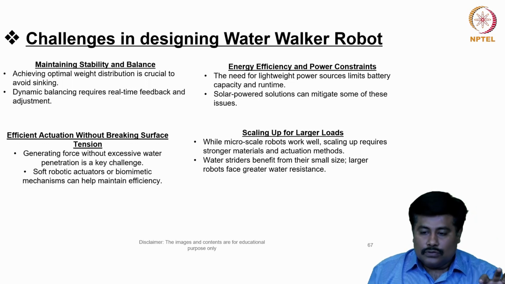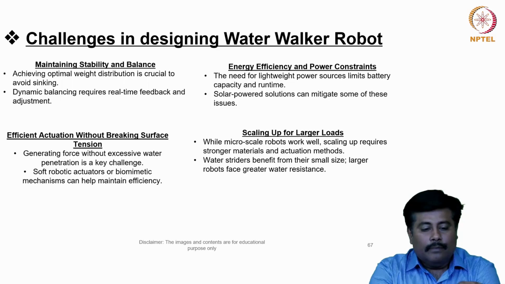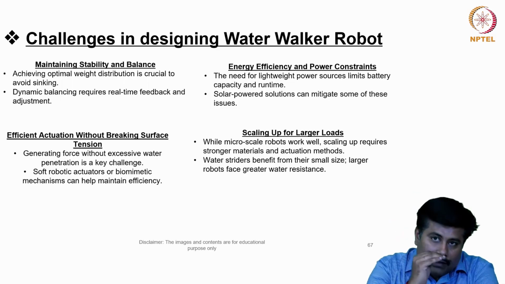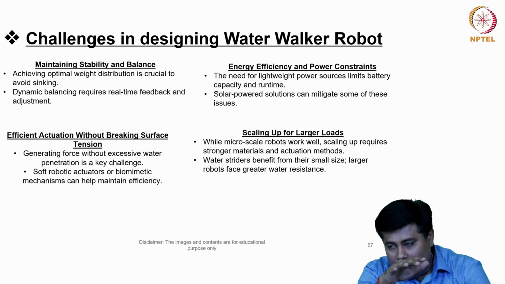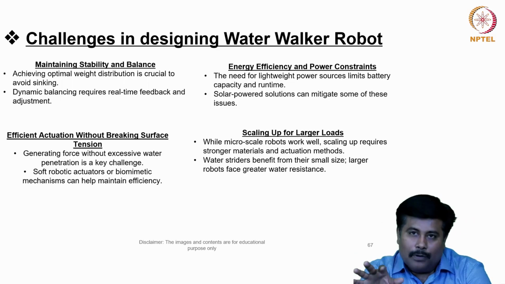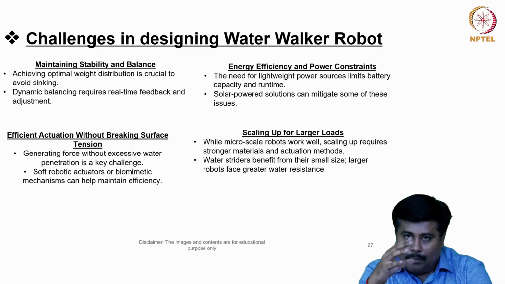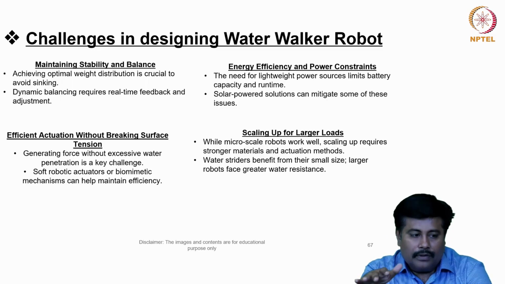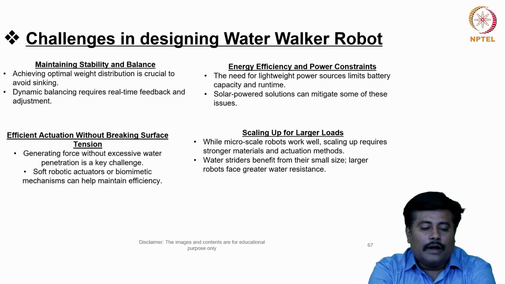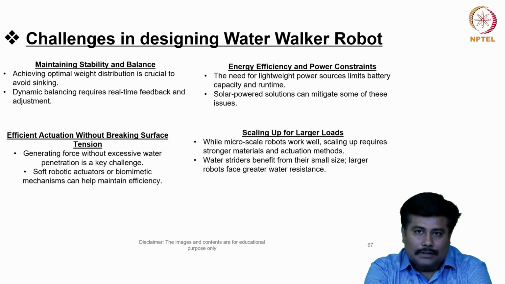Now with reference to some of the challenges involved in designing these water walker robots, one of the key challenges is maintaining stability and balance. Achieving an optimal weight distribution is crucial to avoid sinking. To maintain buoyancy, appropriate material selection is needed, and the design has to be optimized for efficient buoyancy. There is also dynamic balancing, which requires real-time feedback and adjustment.